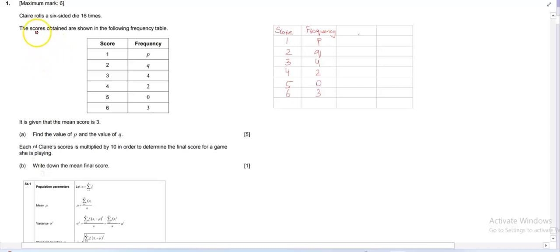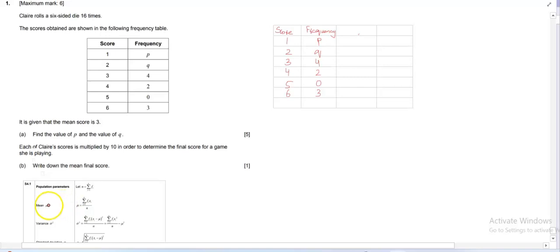Alright, let's just look into this particular question. The client rolls a 6-sided die 16 times. The scores obtained are shown in the following frequency table. Now the scores along with their frequencies are given up here. It is given that the mean score is 3. Find the value of p and the value of q, right?